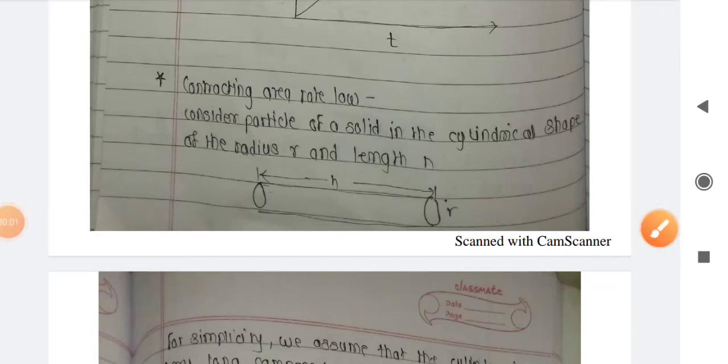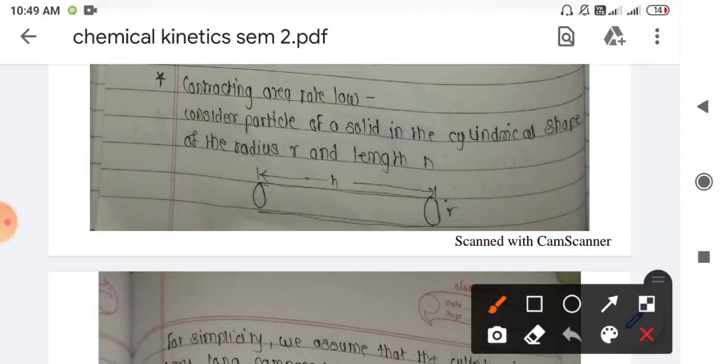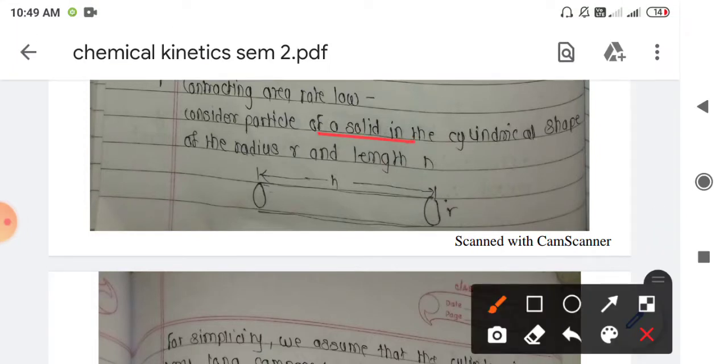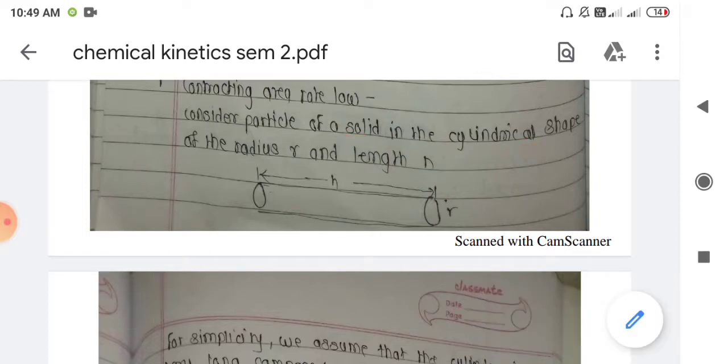So the last rate law, that is the contracting area rate law. In the contracting area rate law, we have simply considered that the solid reactant particles that are reacting have a cylindrical shape. So instead of a spherical shape, we consider that the reacting particles are cylindrical. So we have to consider the surface area of the cylinder as well as the volume of the cylinder.